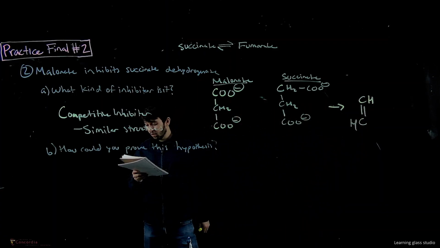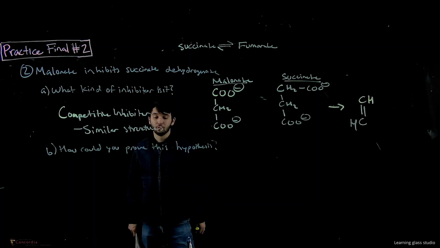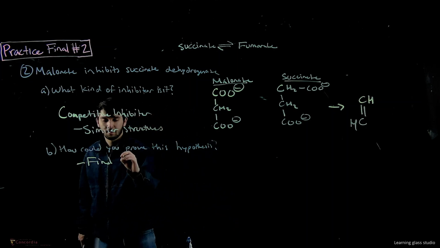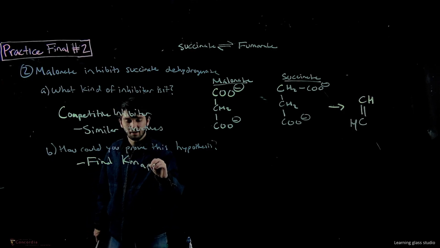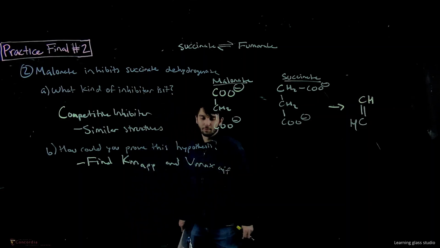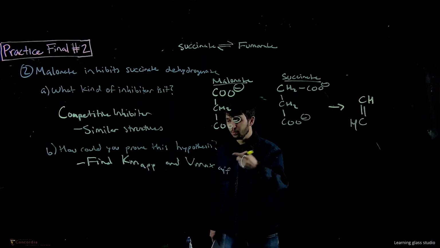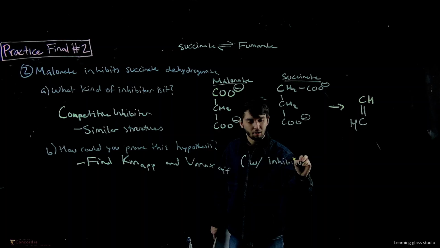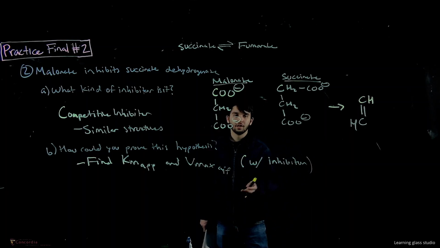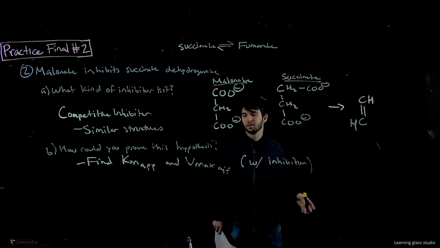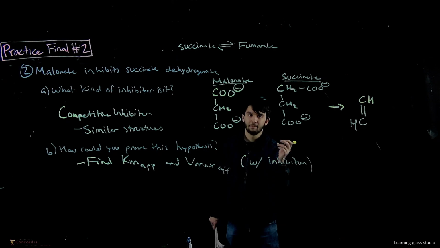Okay. So how exactly could you prove this hypothesis that this is a competitive inhibitor? We have to determine Km and Vmax. So we find Km apparent and Vmax apparent, right? So these are the new Km and Vmax with the inhibitor. Okay? And to do this, we determine Km and Vmax without the inhibitor, we add the inhibitor, then we redetermine the new Km and Vmax, which is Km apparent, Vmax apparent.